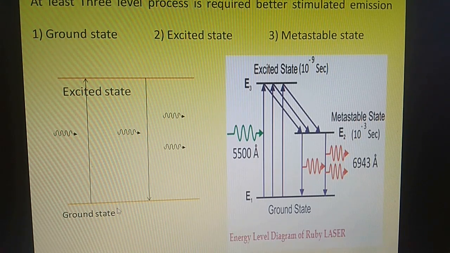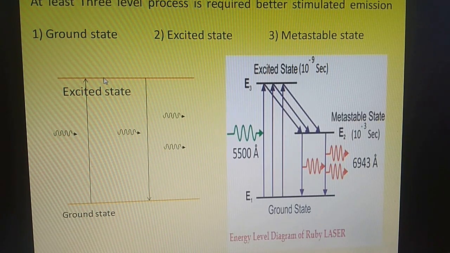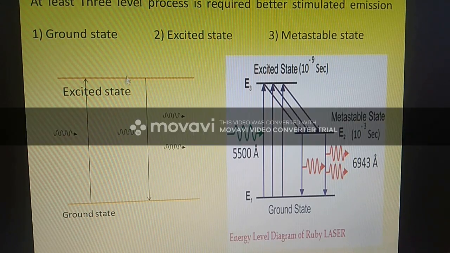But in a two-level process, where the material contains only a ground state and an excited state, it is difficult to get stimulated emission, or coherent radiations, because the electron cannot stay a long time. It comes back spontaneously. There is no chance for the electron to interact with a photon in the excited state. So in a two-level process, it is difficult to get stimulated emission.